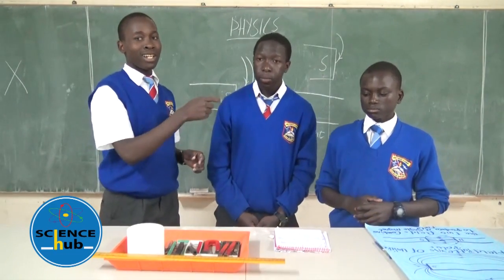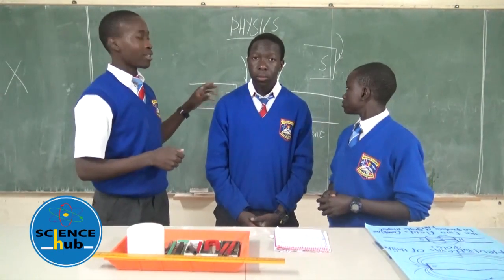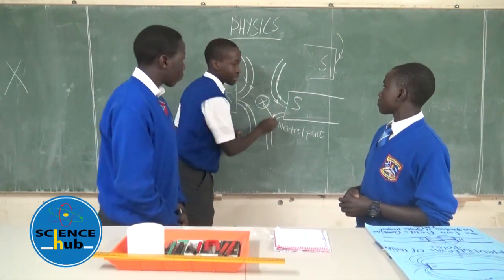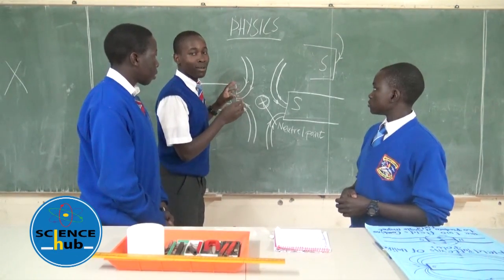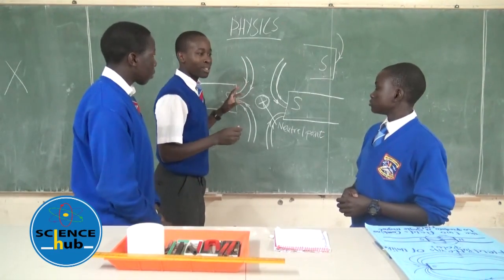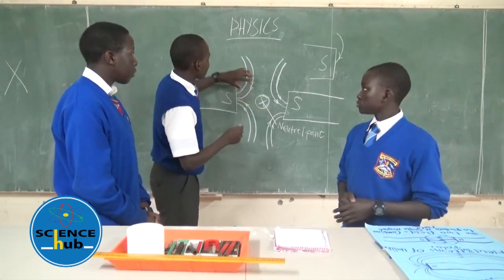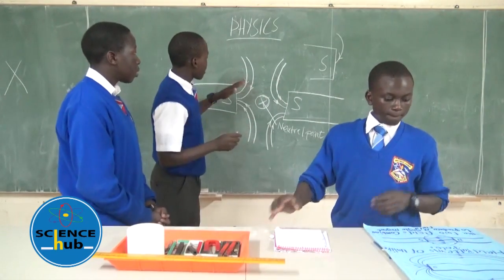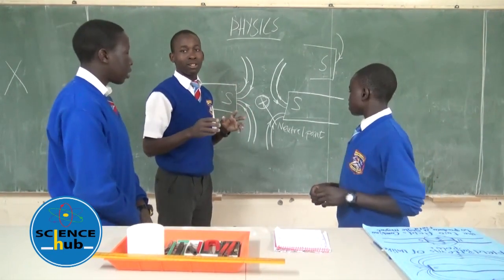To add on that, we also have another characteristic of magnetic field lines, which states that the magnetic field lines are close to each other where the magnetic force is strong, they are parallel where the magnetic field is uniform, and they are far from each other, as in their distance is a little bit far, where the magnetic force is weak.